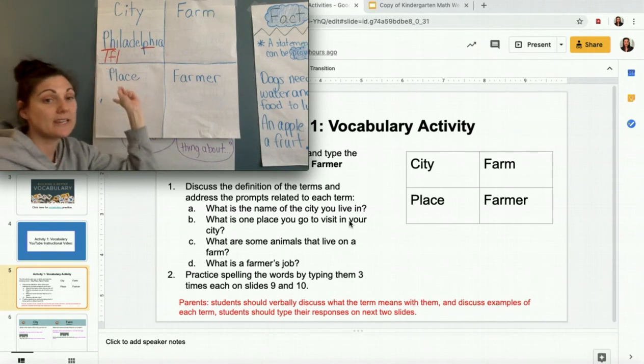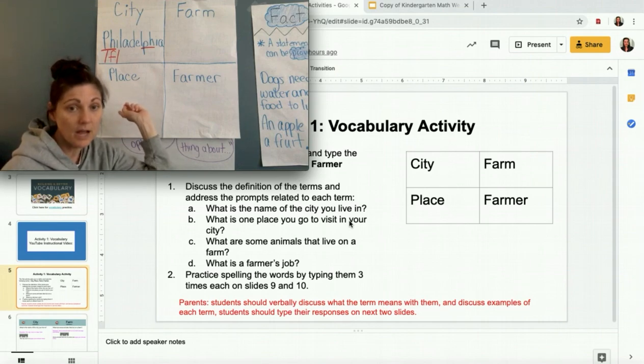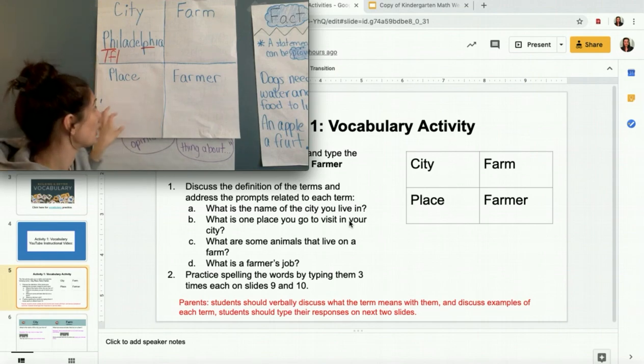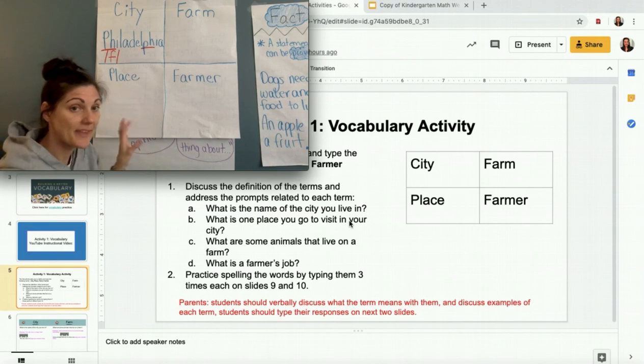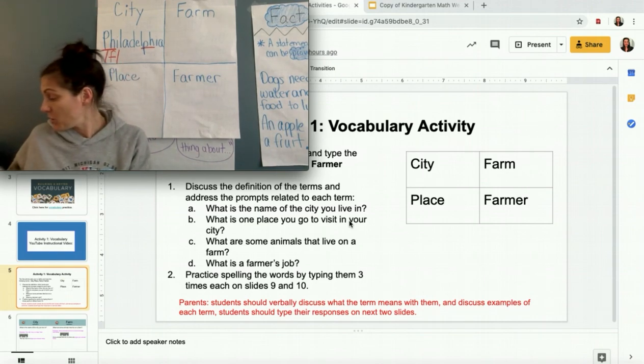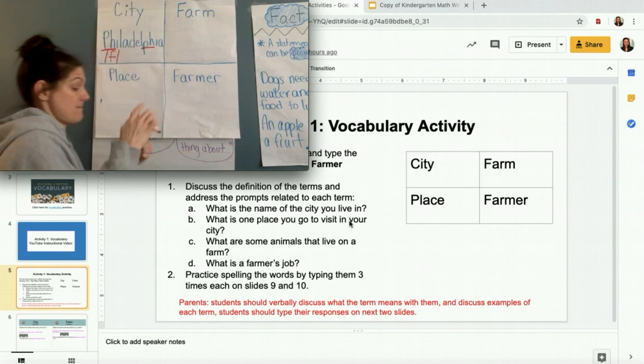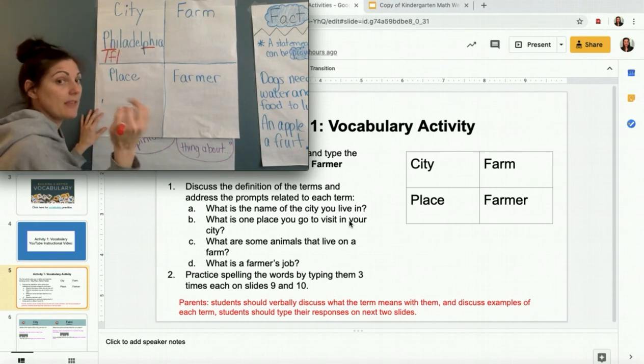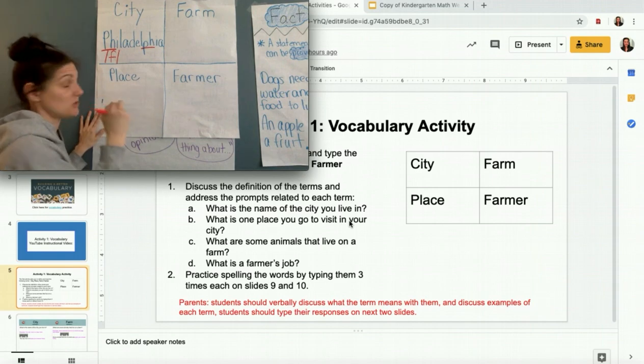Okay? So a place in your city that you can go visit. So you're going to draw a picture here and label. Okay, so I'm going to write this part in red because you don't have to do this. You don't have to write what I'm writing. This is just your expectation of what you're supposed to do for the assignment.